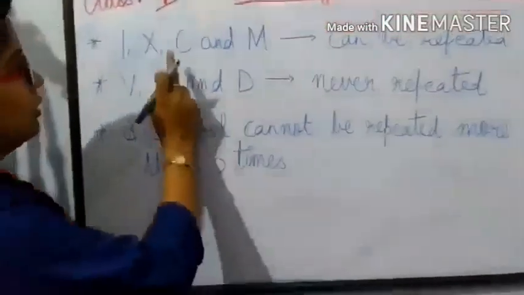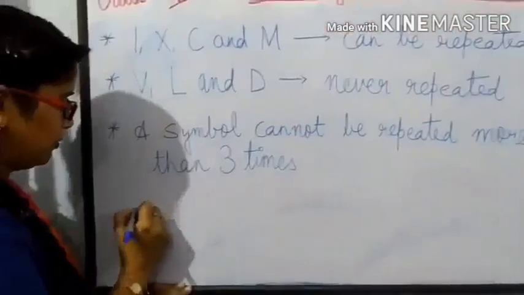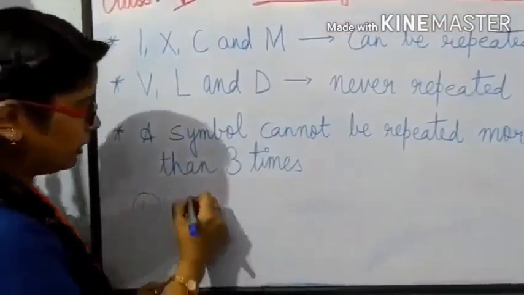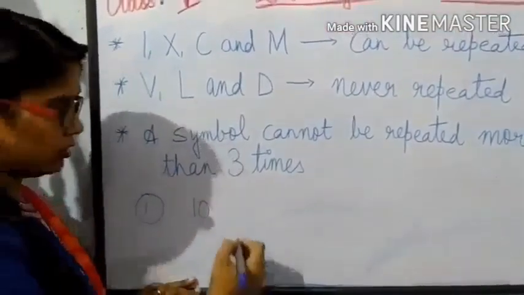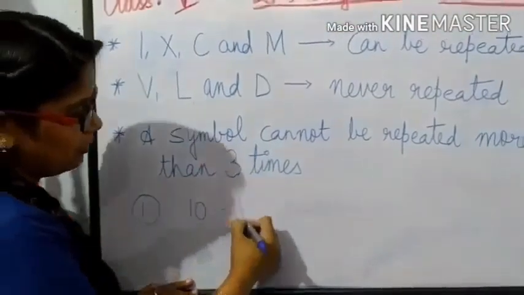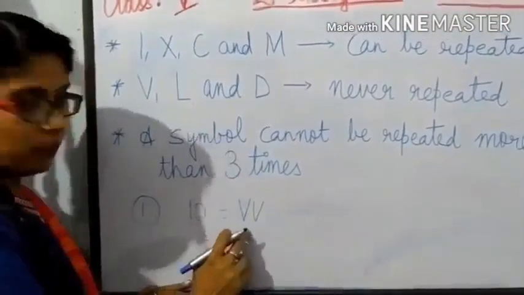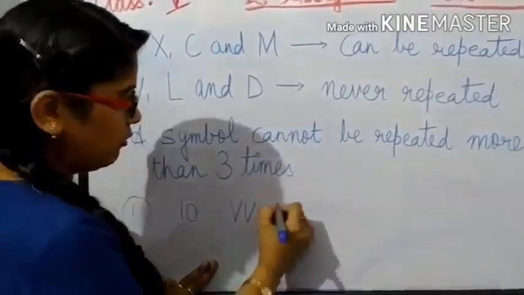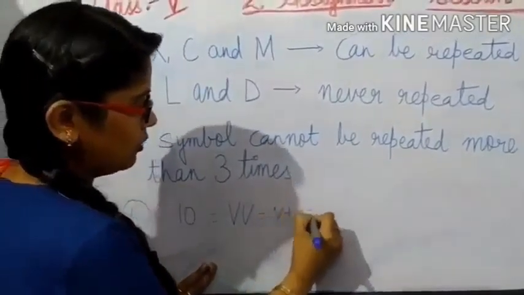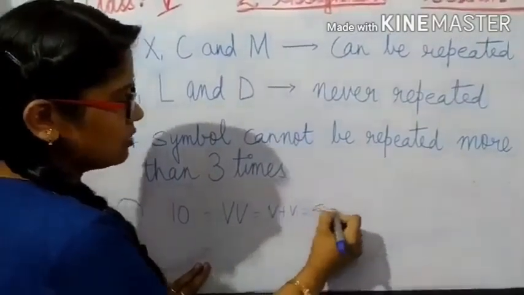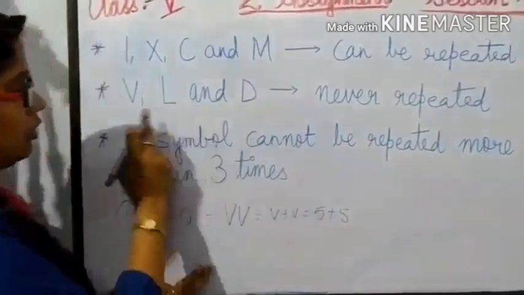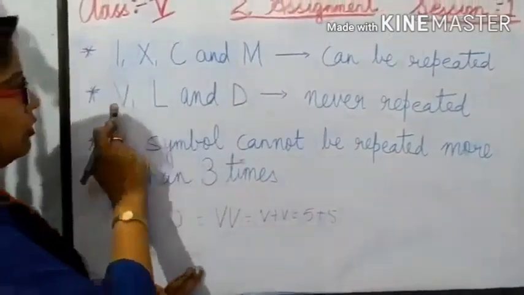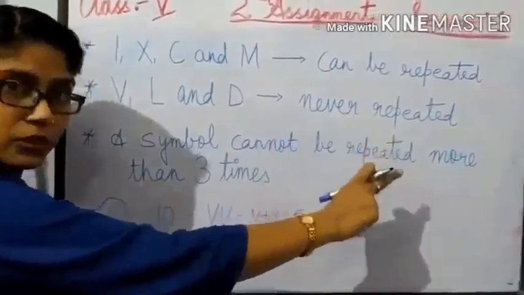Okay. See, for example, for writing 10 as a Roman numeral, suppose I have written V. The value of V, children, is 5. V plus V means 5 plus 5. But according to the rule, V is never repeated.